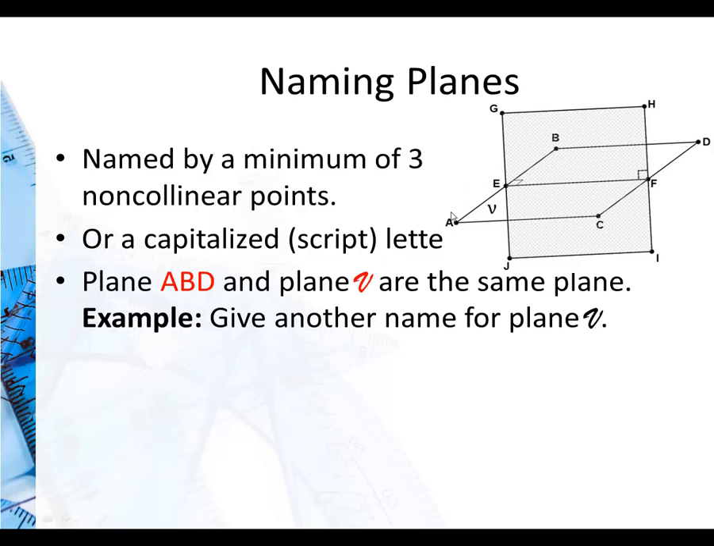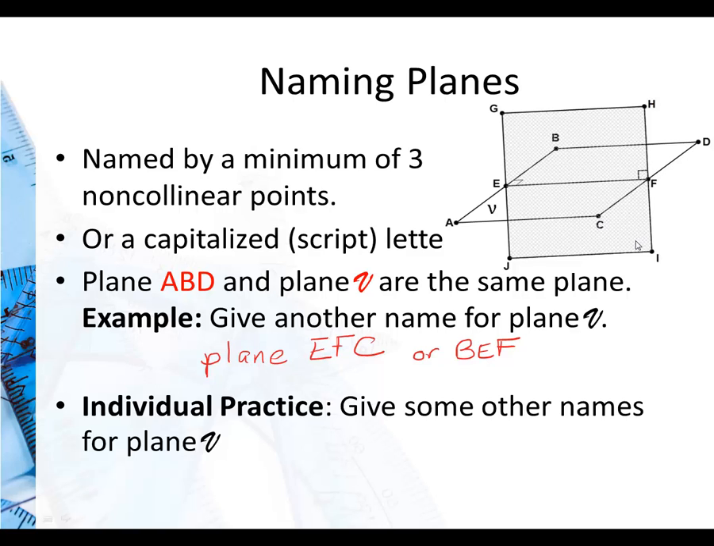So I could call this clear plane here, this flat one, plane ABD, or I could also call it plane V. Those are the same plane. Now another name for the plane is EFC or BEF, and there are actually quite a few more, so I'll let you try to name some more, as long as the 3 points are not collinear. So, for some more individual practice, give some other names for this plane.